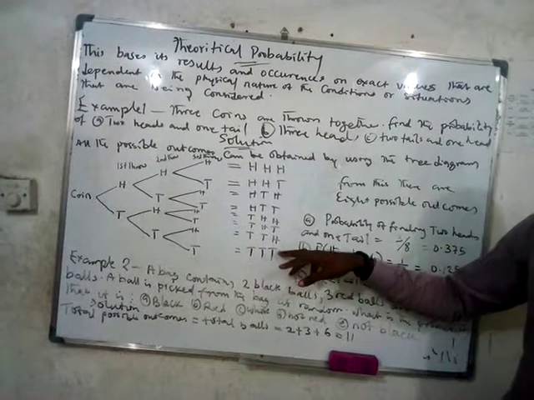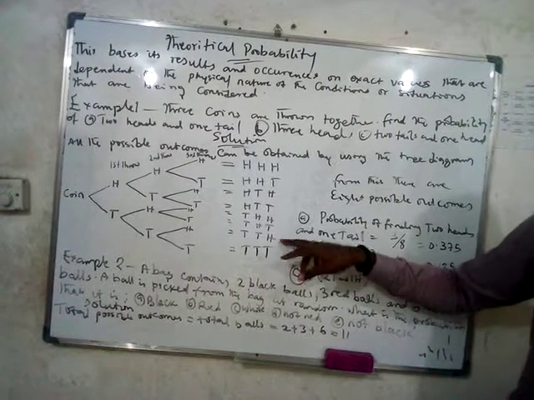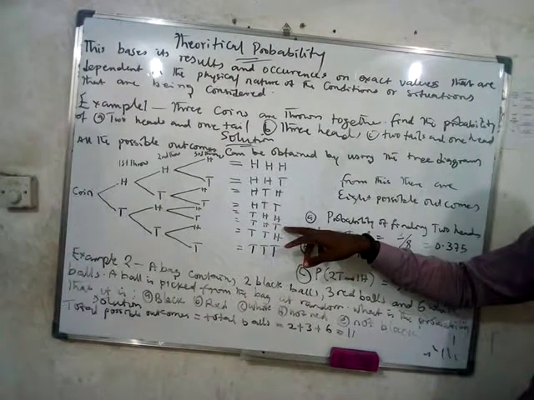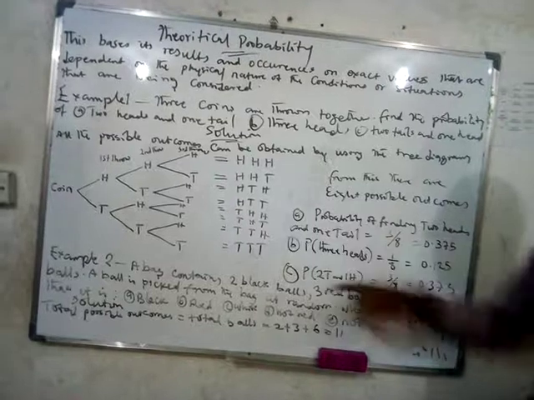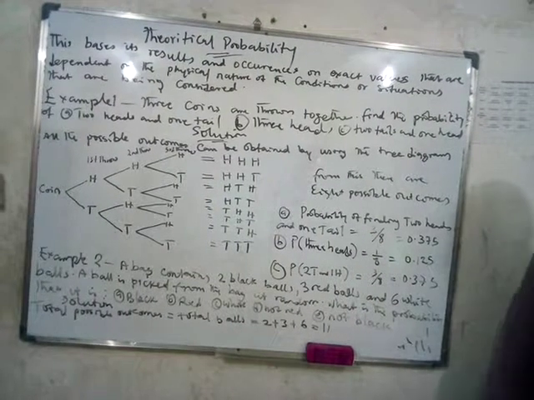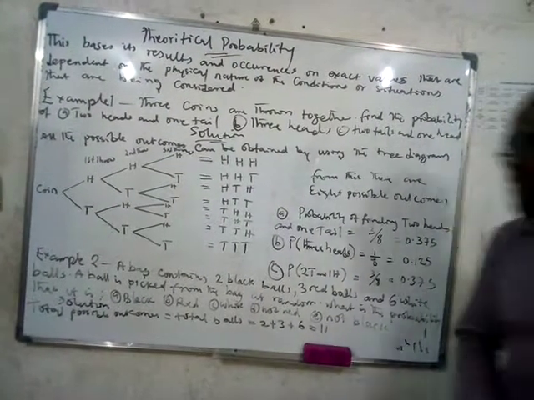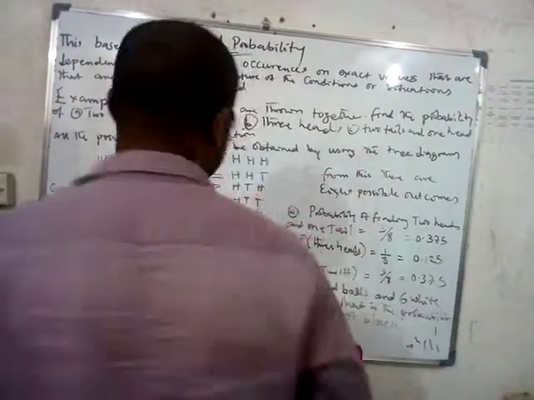Then we have 2 tails. This is 2 tails and 1 head 1, 2 tails and 1 head 2, 2 tails and 1 head 3. So it's going to be what? 3 over 8. Is that clear? So it's as simple as that. And now we're going to check out another example.